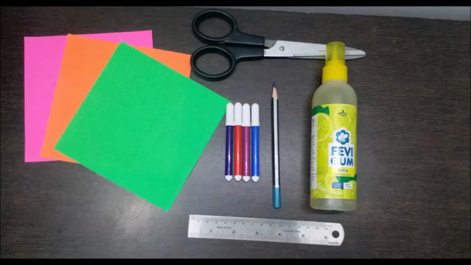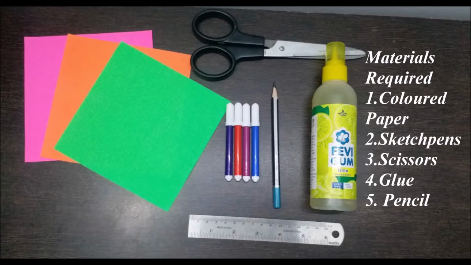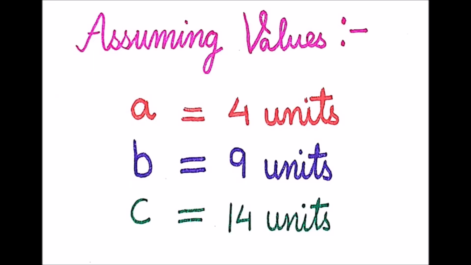Materials required in this activity will be colored paper, some sketch pens, pair of scissors, glue and a pencil. For verification of this identity, we will assume the values of a, b and c. We will assume the value of a as 4 units, the value of b as 9 units and the value of c as 14 units.